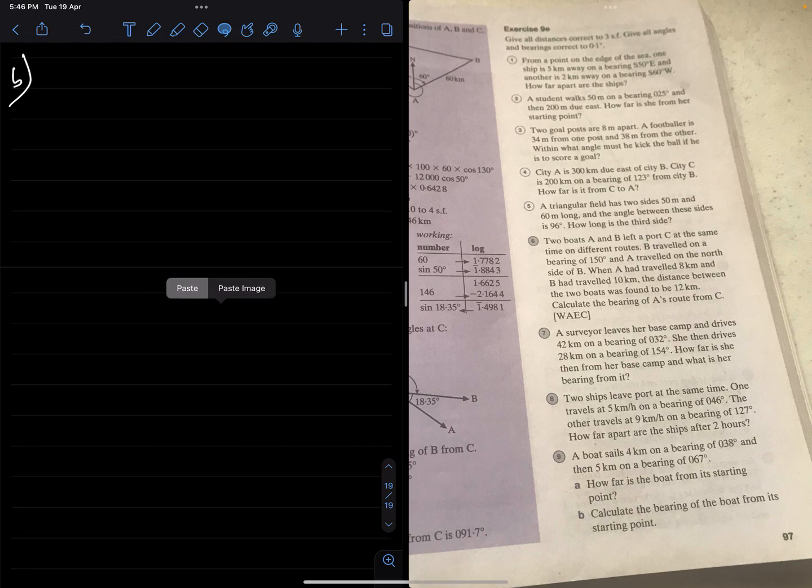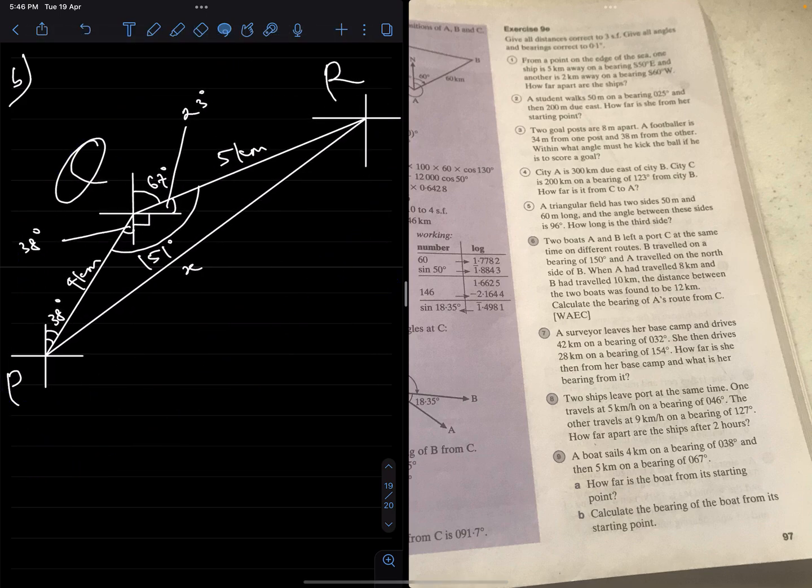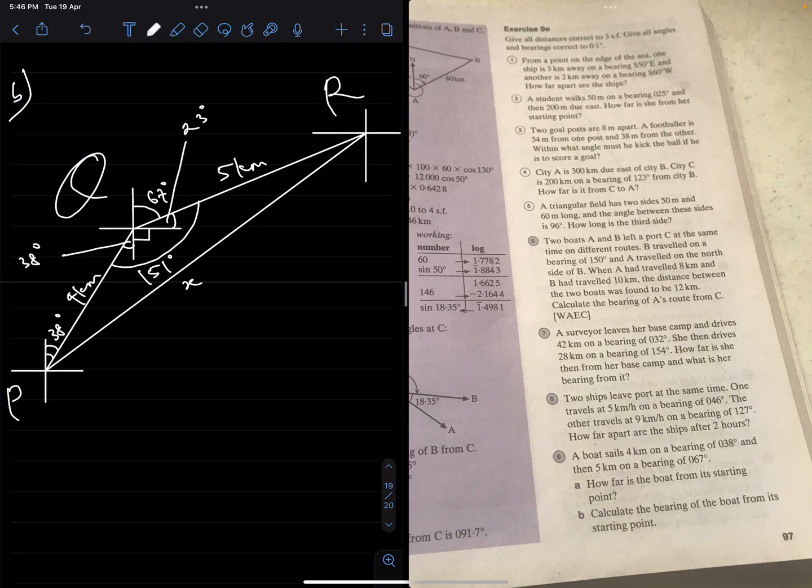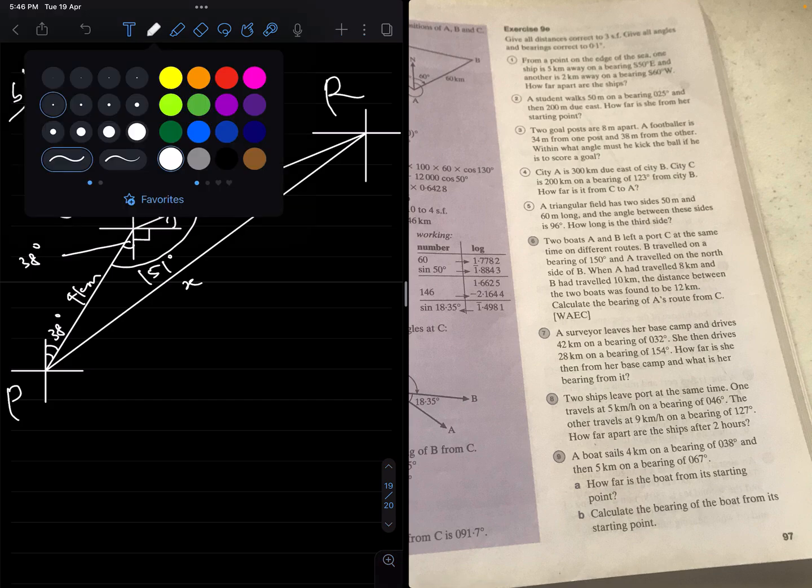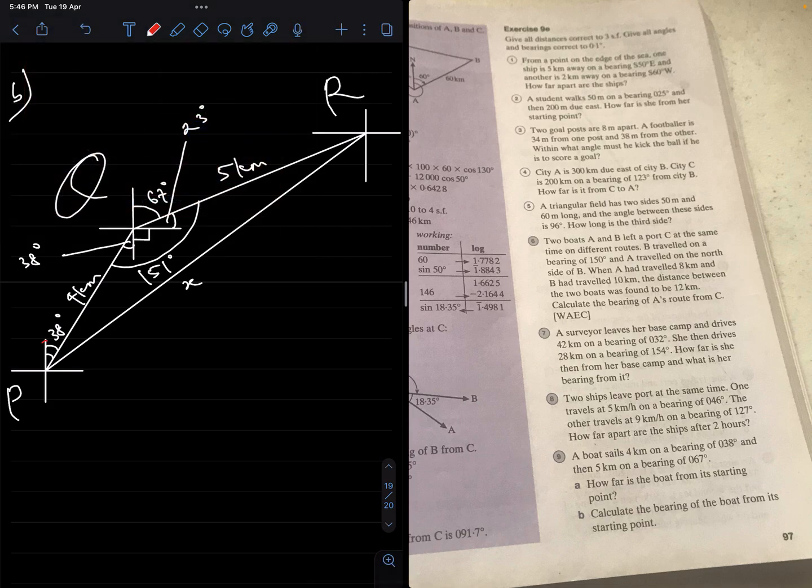Now, this is the diagram, just to answer question B. Question B says, calculate the bearing of the boat from its starting point. That simply means we are finding this angle, the angle from the North Pole at P to the line that joins P to R. That's the bearing of the boat from its starting point.